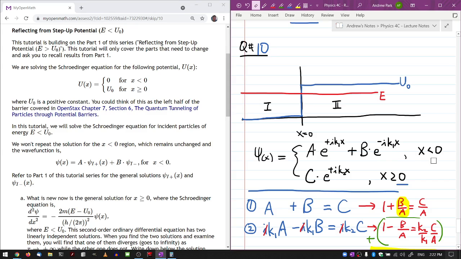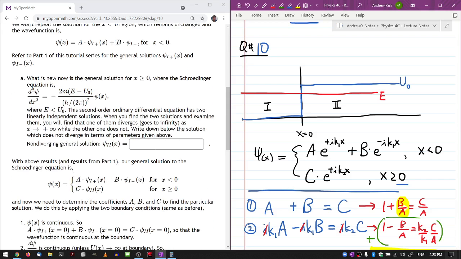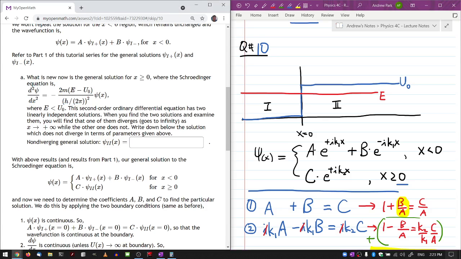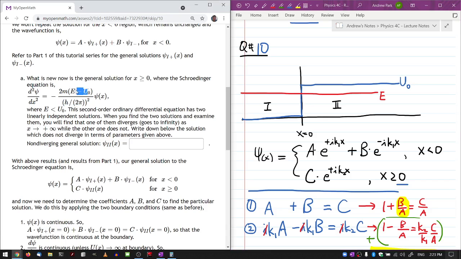All right. Now refer to part one of this tutorial series for general solutions. What is new now is the general solution for x greater than 0, where the Schrodinger equation is this, and now E minus U naught is negative. So this quantity as a whole is now positive. So you have a situation where if you take the two derivatives, you get a positive coefficient times the function back.